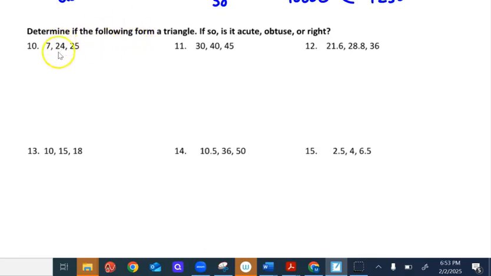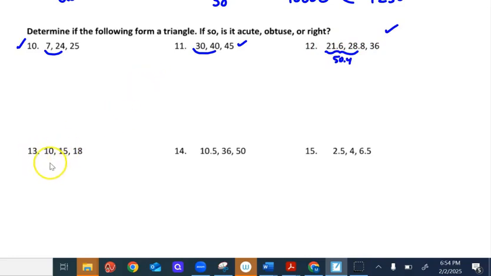Next one, for all of these, determine if they form a triangle. If so, is it acute, obtuse, or right? Okay, smallest sides, 24 plus 7. 24 plus 7, I already know is greater than 25. It's a 31. So yes, this is a triangle. Let's test this one out. 70 is greater than 45. 21.6 plus 28.8 is 50.4. So yes, this is a triangle.